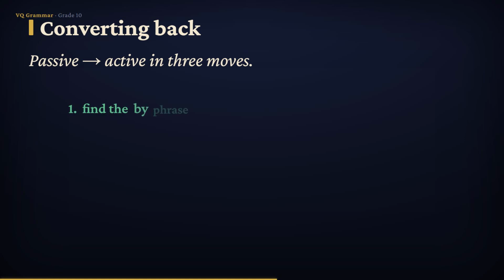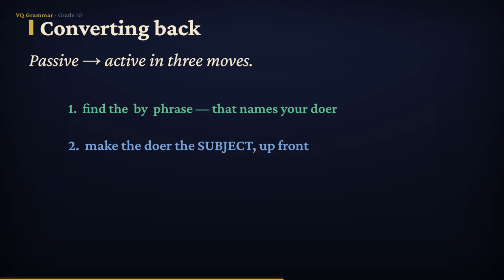Move 1. Find the by phrase, because that is where the doer is hiding. Move 2. Take that doer and make it the subject, right up front where it belongs. Move 3. Drop the be form, keep the plain verb, and let the old subject slide back to become the direct object. Watch it happen.